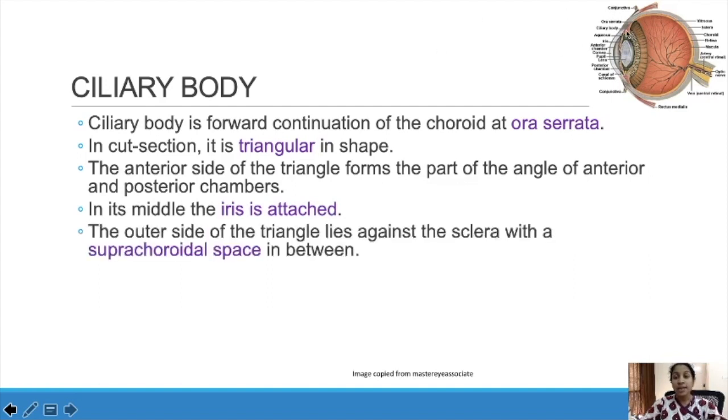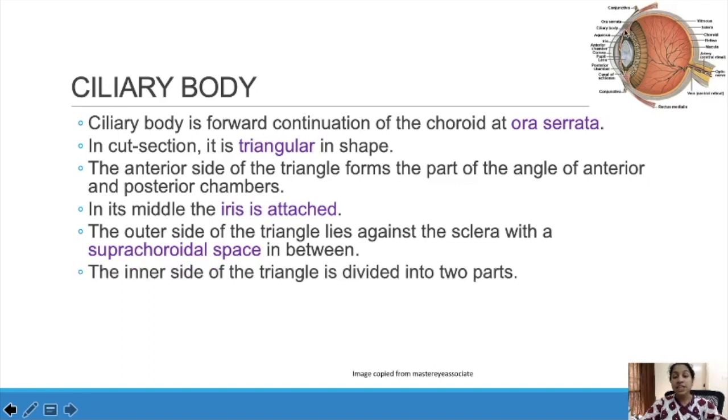The outer side of the triangle lies against the sclera with a suprachoroidal space in between. So this is the sclera. So the outer surface will be in contact with the sclera. In between there is a space known as the suprachoroidal space. And the inner side of the triangle is divided into two parts. This is the inner side.